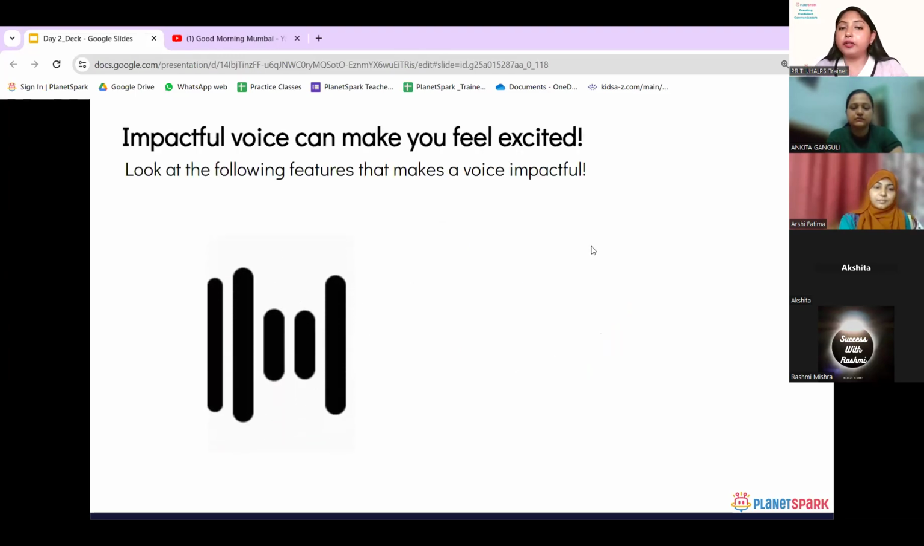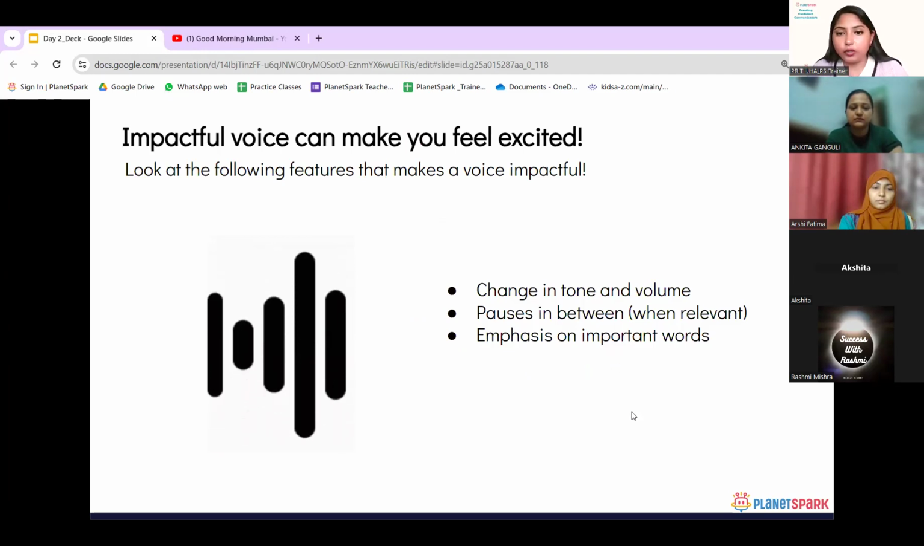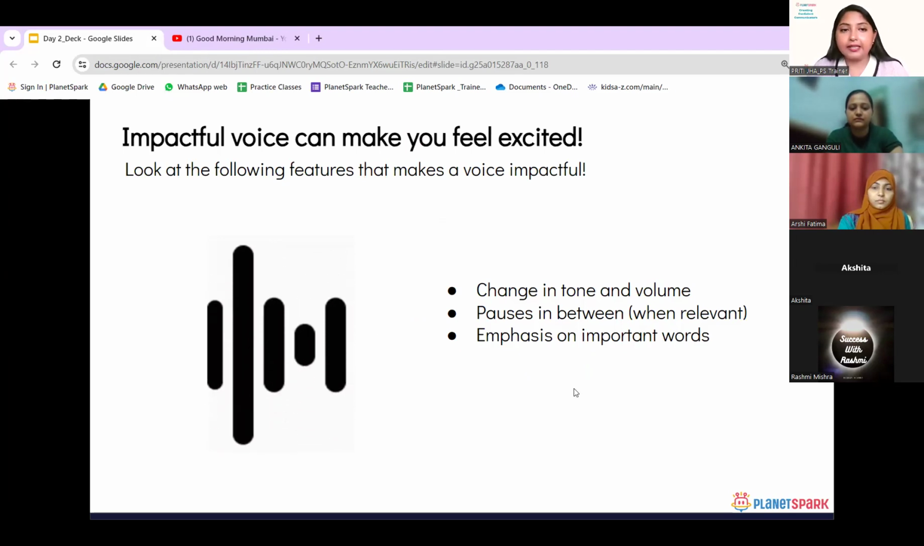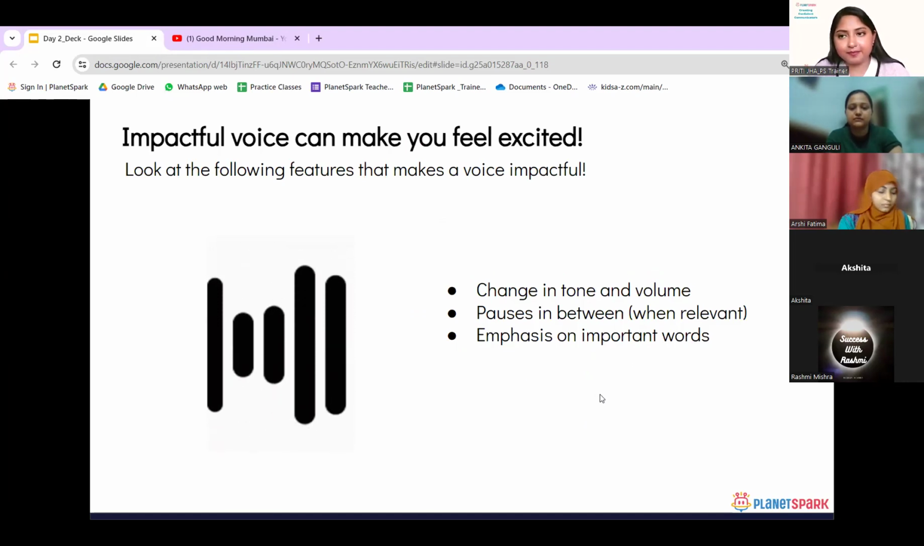So let's look at the following features that make a voice impactful. Change in tone and volume, pauses in between whenever it is relevant, and emphasizing important words. This is what makes our voice more impactful. Clear?